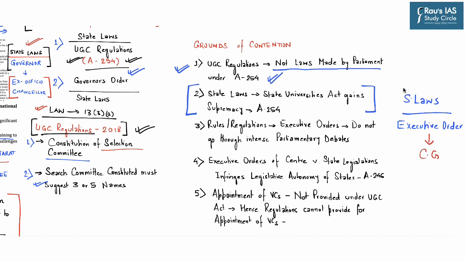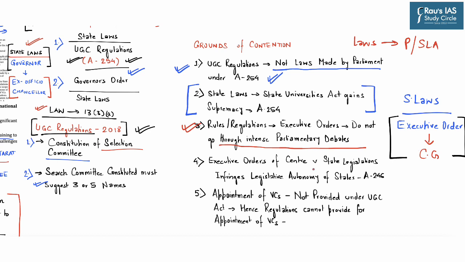Now, another ground of contention is that the rules or regulations of the central government or any of the state government do not pass through rigorous debates or through the rigors of law. And since they do not go through the intense parliamentary debates, they do not require the approval of the Parliament or, for that matter, State Legislative Assembly. So in that respect, rules or regulations act subsidiary as compared to the laws either passed by Parliament or State Legislative Assembly.